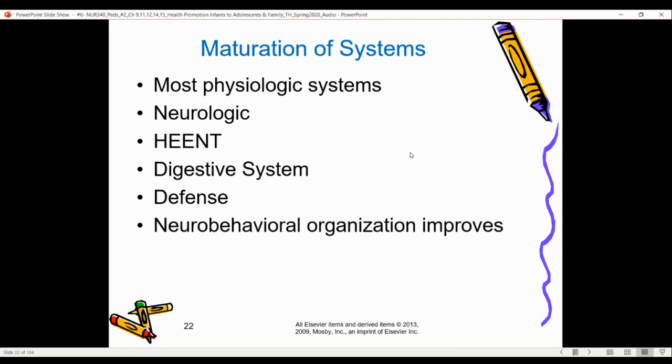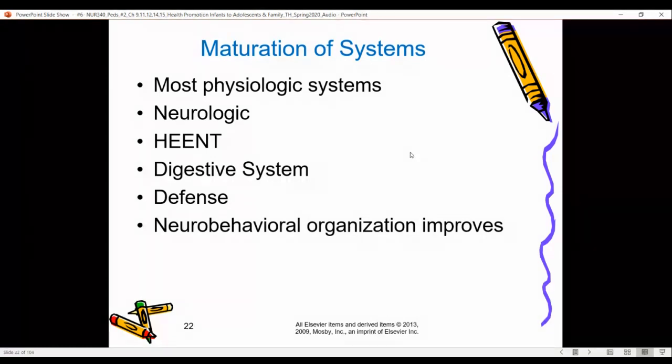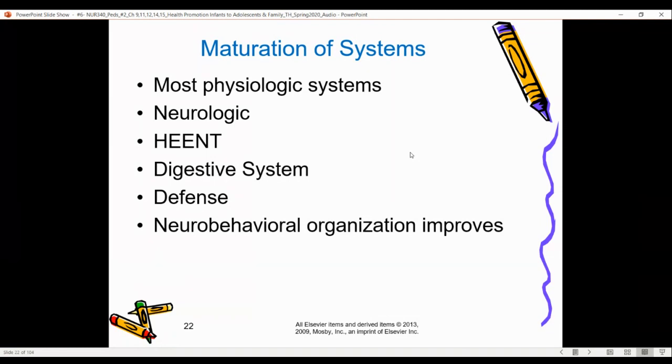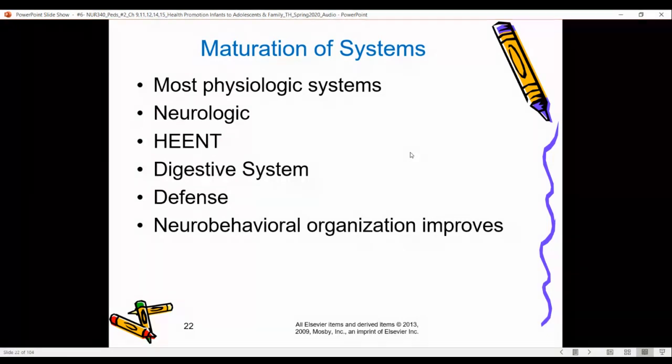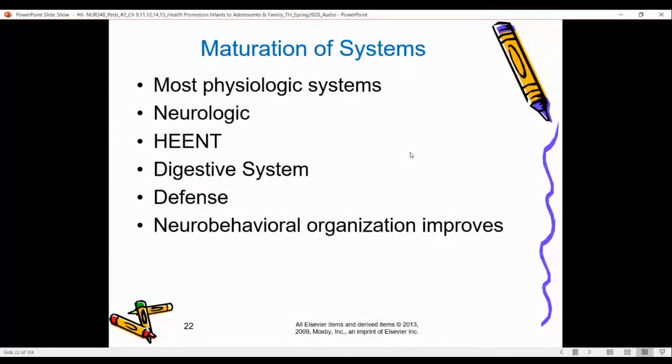And then our neurobehavioral organization really starts to get better at this age. So this is things like our sleep-wake cycle. Kids by this age can sleep through the night. So they should be able to have those normal sleep-wake cycles. And by 3 years of age, they have a normal adult sleep-wake cycle. They will sleep through the night and have those normal kind of REM, deep sleep cycles. But they have to develop that self-soothing and those other skills as infants moving in towards this period to be able to do that.